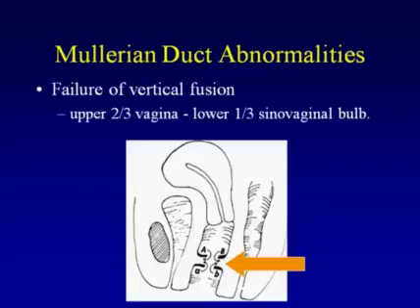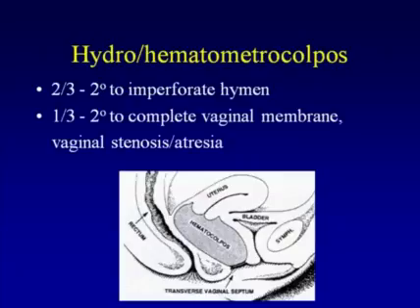When there is failure of vertical fusion, there's a separation between the upper 2/3 of the vagina and the lower 1/3 from the sinovaginal bulb. This can result in hydro or hematometrocolpos. Approximately 2/3 of these are due to an imperforate hymen, with 1/3 due to a complete vaginal membrane.